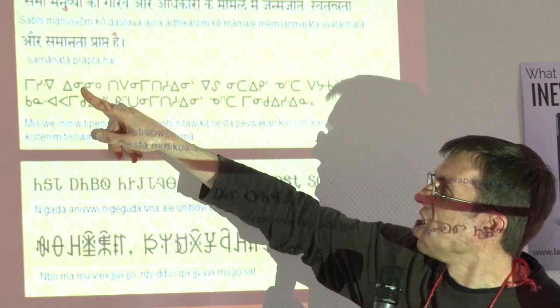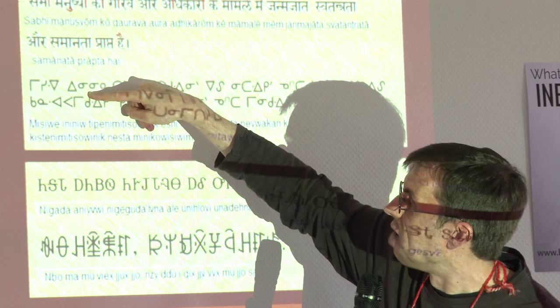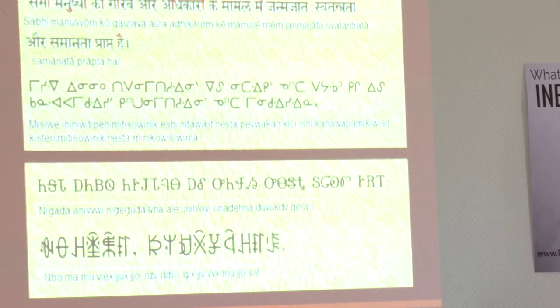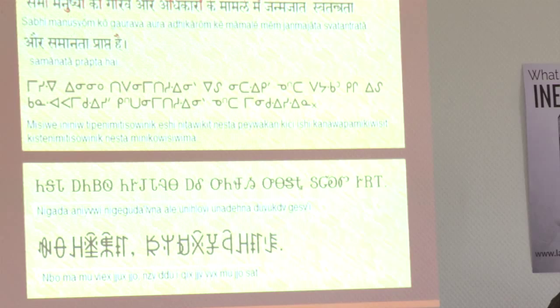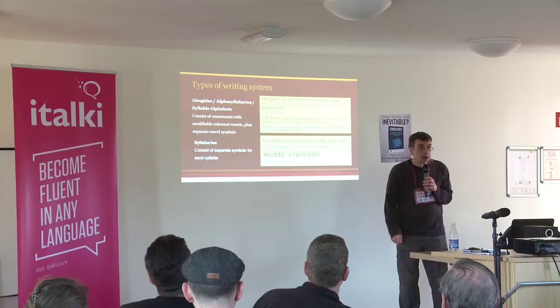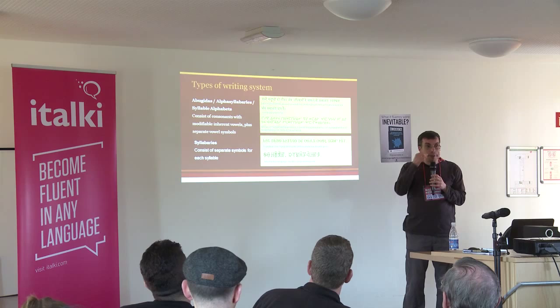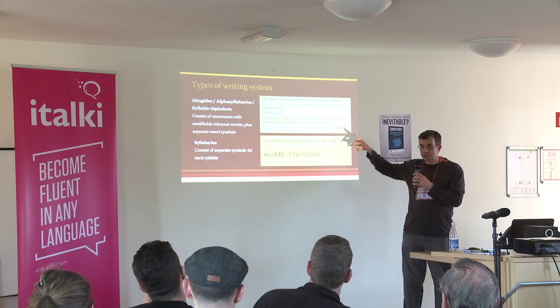And that's ni when it's pointing that way. And when it's pointing downward, it's another one. But it changes the sounds when you change the orientation. And this script was invented by a British missionary called James Evans in the 1840s. Originally it was for Ojibwe, one of the native languages of Canada. And he came up with this, apparently inspired by the Pitman shorthand script, which I think uses a somewhat similar kind of rotation of symbols.